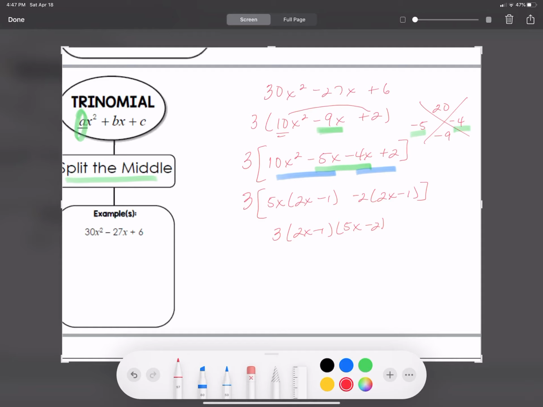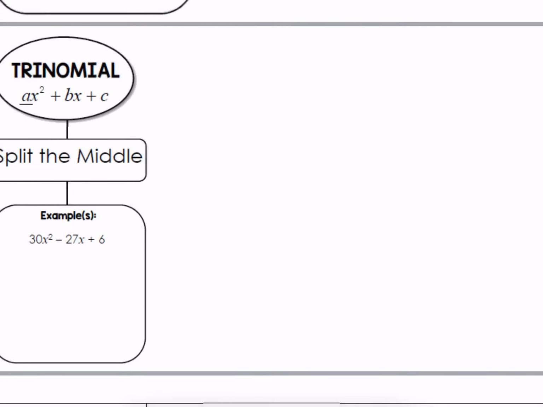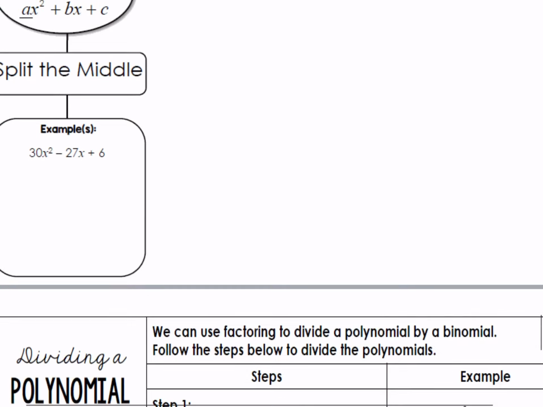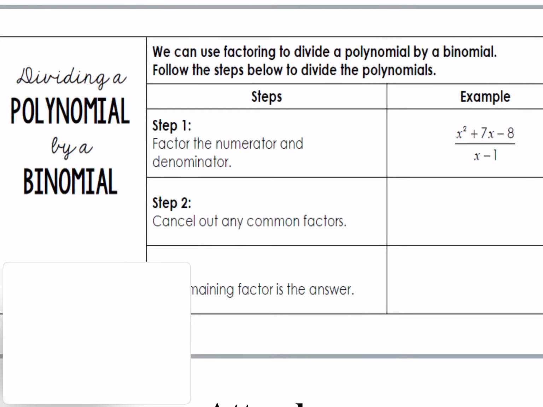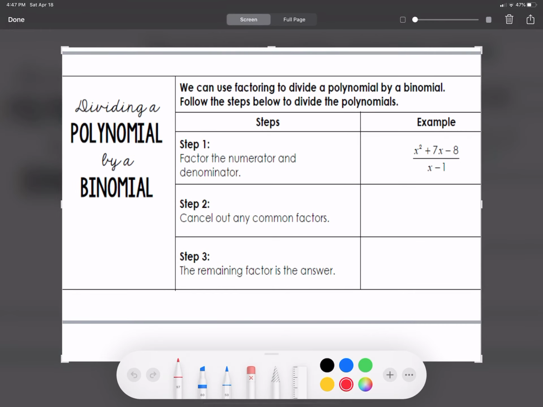Now we had one more small topic to cover, and that is dividing a polynomial by a binomial.